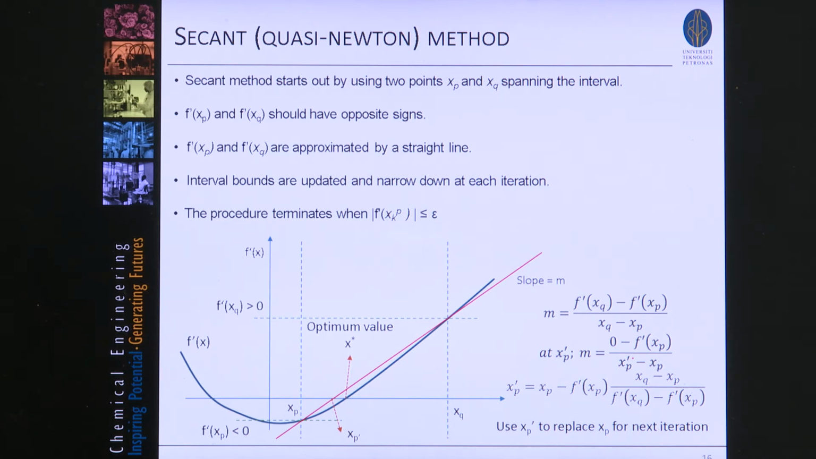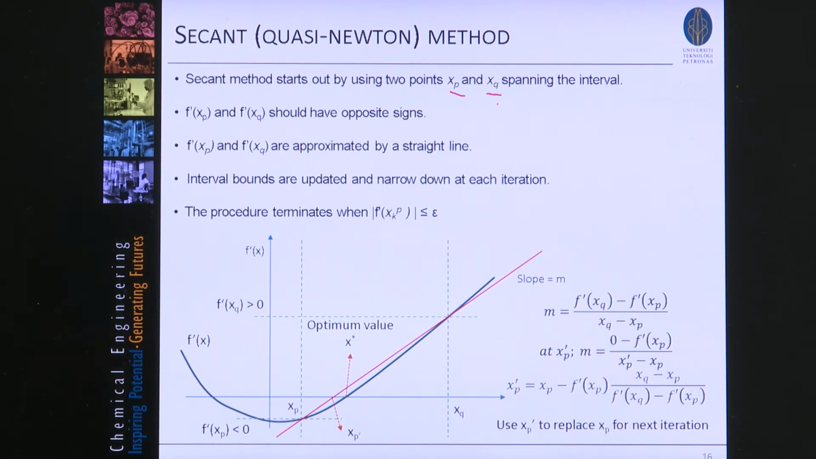Another method is the secant or quasi-Newton method. It is different from the Newton method, where we use one initial point. In this case, we have two initial points, xp and xq. When we put these into the first derivative of the equation, f'(xp) and f'(xq) should have opposite signs, which means somewhere between xp and xq, the first derivative should equal 0.